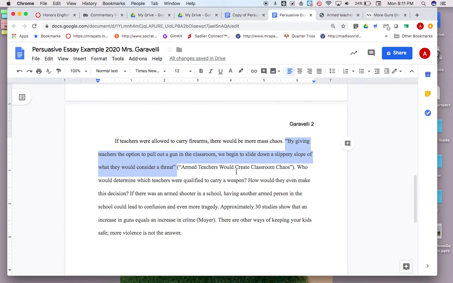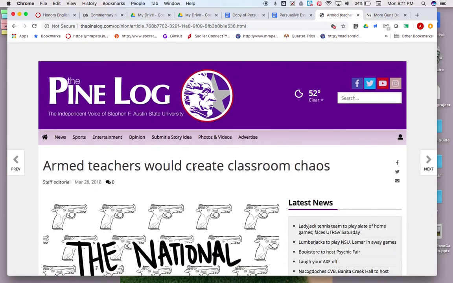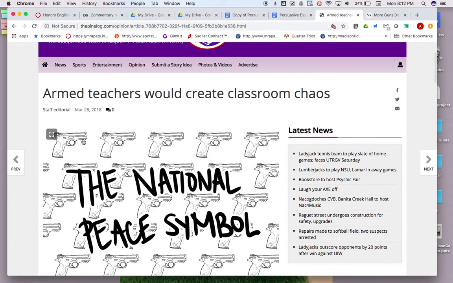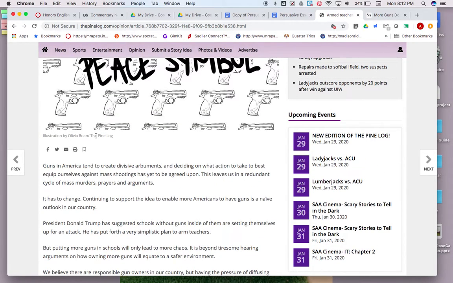Now, this is not a quote from someone that didn't write the article. It's from within the article. So I'm going to put my parentheses, and if there was an author, then I would put the author's last name in parentheses, but there's not an author. So here is my article that I used. Now if you look, it says staff editorial. That is not a person's name. So I'm going to see if there's an author. Now look, here's someone's name, but it says illustration. That's not the author. So I'm going to keep looking.